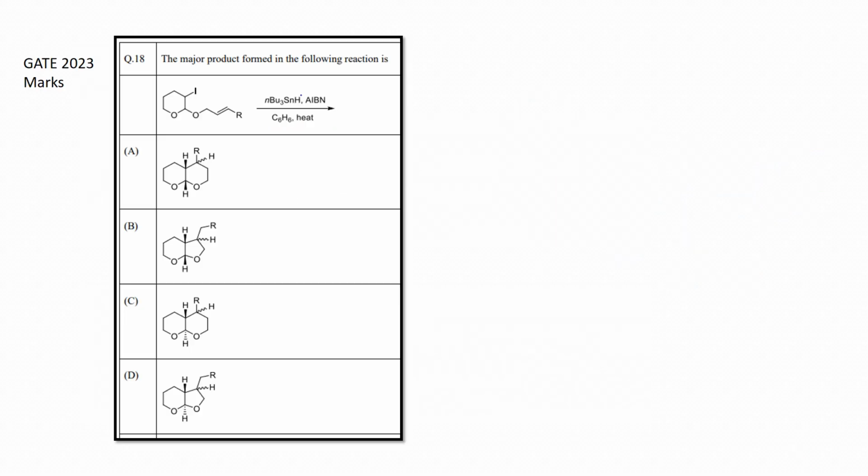Then we talked about radical reactions and how to trap them. One of the famous types of radical reaction is this one, which we have discussed earlier also.